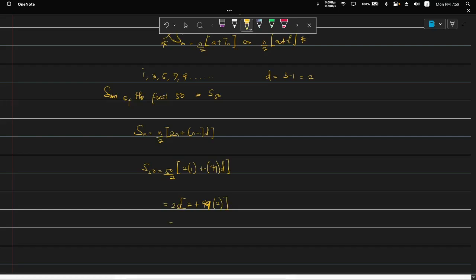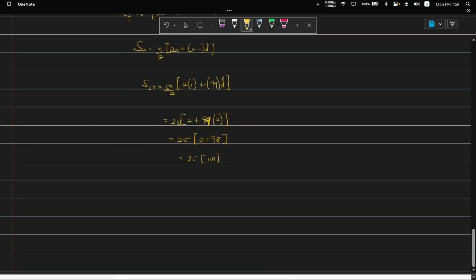Then I have 25 into bracket 2 plus 49 times 2 is 98. We will be having 25 into bracket, and 2 plus 98 gives us 100. So if you press your calculator, 25 times 101, 2525. Therefore, the sum of our 50th term is 2525. Is that correct? Very easy.